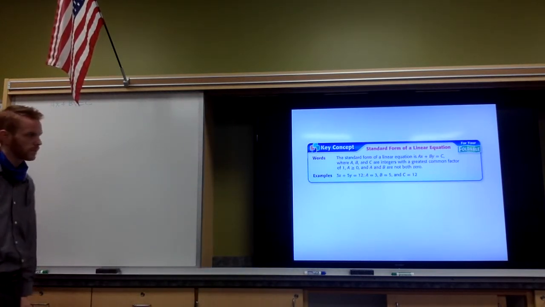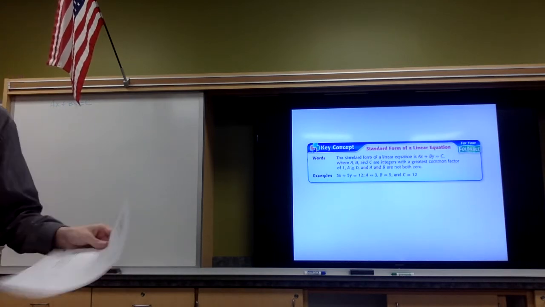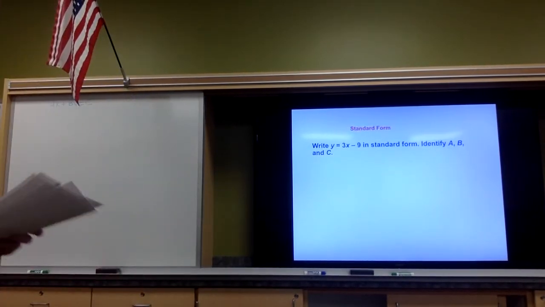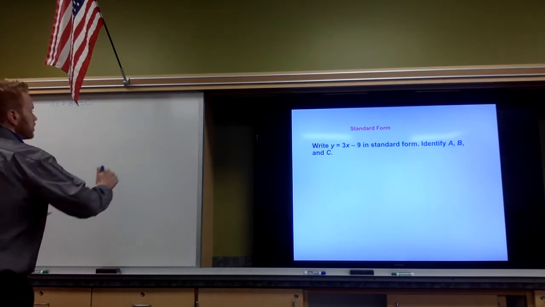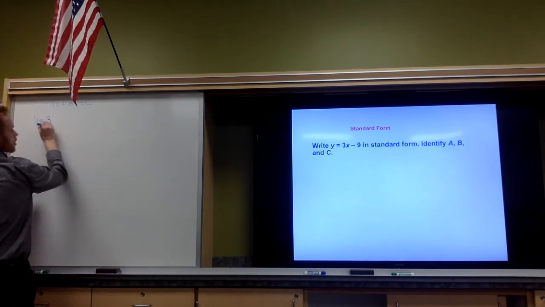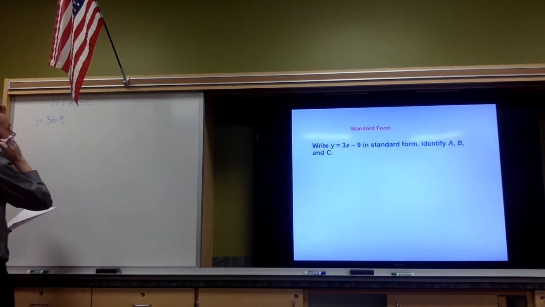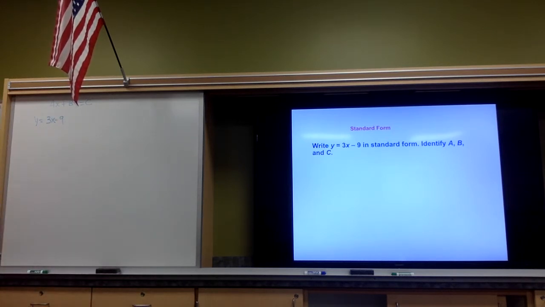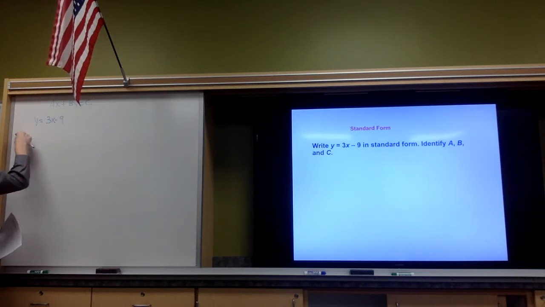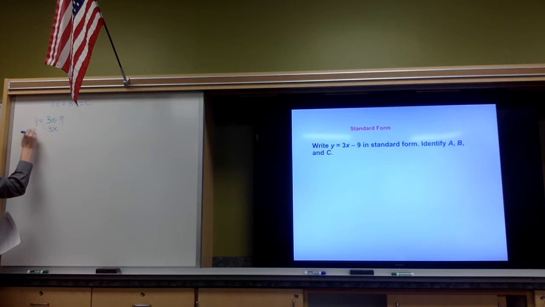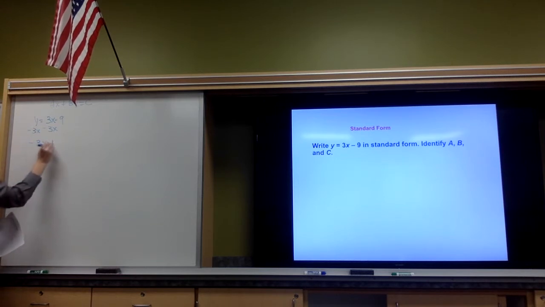Alrighty. Ready to give it a shot? Try an example out? Here's the first one. So we have y equals 3x minus 9. And we're going to write this in standard form. Right now, does this look like that? No. So let's do that. Y is already over here, right? So let's bring x over here. We'll subtract 3x from both sides. Negative 3x plus y equals negative 9. That's what we have so far.